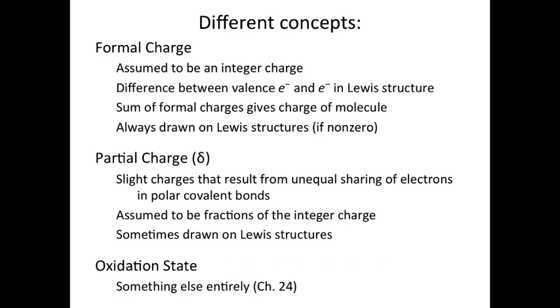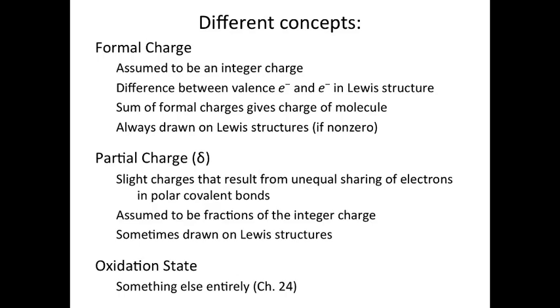Okay, and the last thing I want to say is that formal charge, partial charge, and oxidation state are all different concepts, and so I wanted to draw the distinction between them. Formal charge is assumed to be an integer, and it's the difference between valence electrons and electrons assigned in the Lewis structure. Now the sum of the formal charges gives the charge of the molecule, and you always draw them on the Lewis structures if they're not zero.